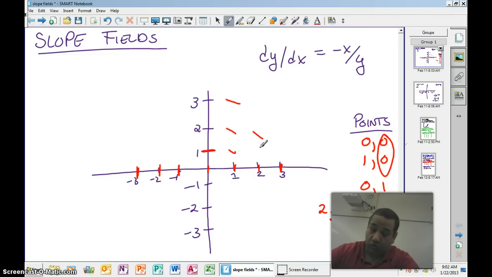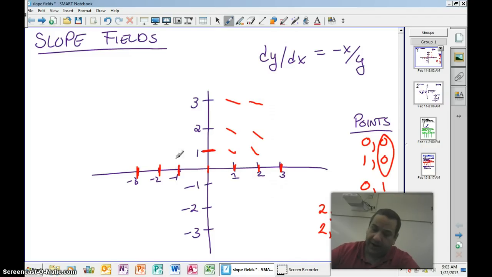Let's look at 2, 1. Basically I'm going to go through all these points. At 2, 1, that's going to be negative 2, so it's even more negative. So I draw a steeper negative line, that's all. And at 2, 3, it's going to be even less steep as negative. And that's what's happening. Let's go on the other side.